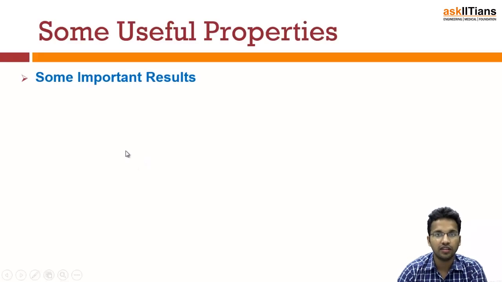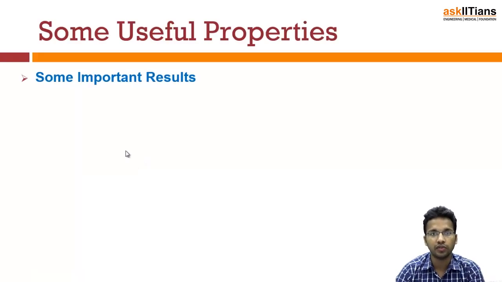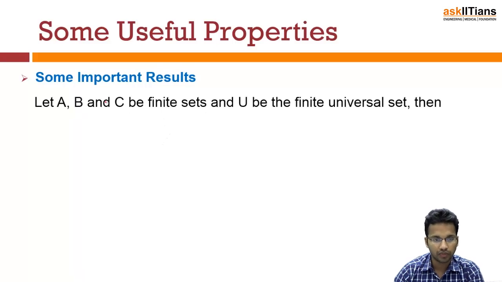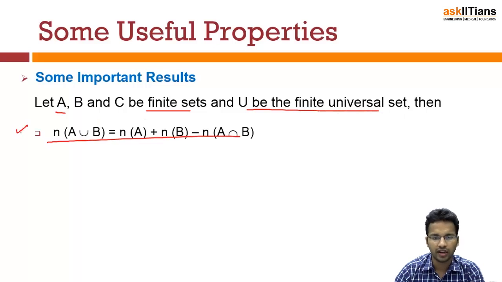Let us look at some interesting properties of the sets, and these results are going to be helpful in solving the questions. Venn diagrams we have already looked at, but these are some algebraic results which might be helpful in the boards also. Plus in JEE Mains, questions come directly based on the properties of these sets. If these are finite sets and U is the finite universal set, then this relation we have already done through the Venn diagram. This was A, this was B, this was common. Since these elements are repeated twice, if we add these two, they will be counted twice, and if we subtract them, we'll get the elements in the union.